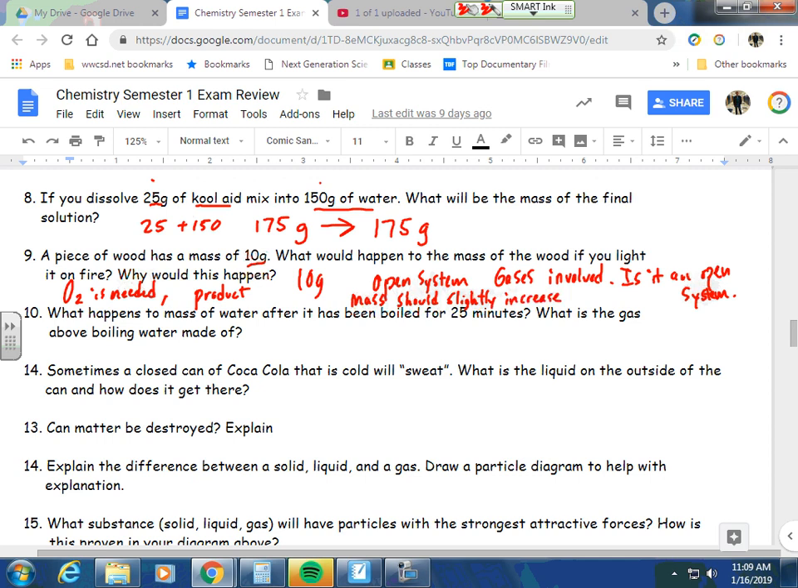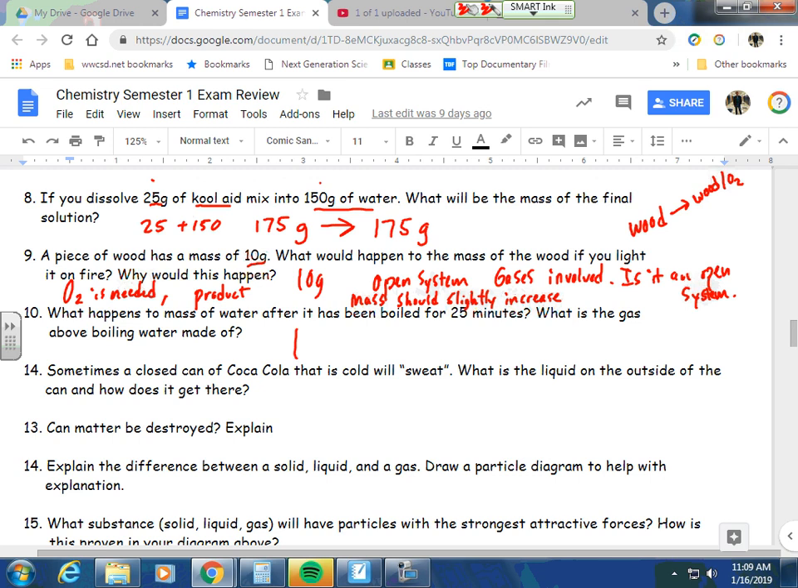Okay, because what we did was initially, you can think of it this way. This is not technically accurate, but at the beginning we had wood, and we had oxygen in the air that we didn't find the mass of. But at the end, we're going to have the wood now burned, but we're also going to have oxygen with it. So we're going to have more stuff that we didn't account for in the beginning. Number 10, I talked about this earlier. So we've got water, we're boiling it.